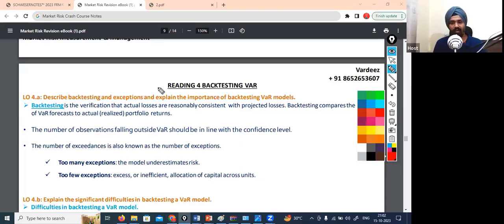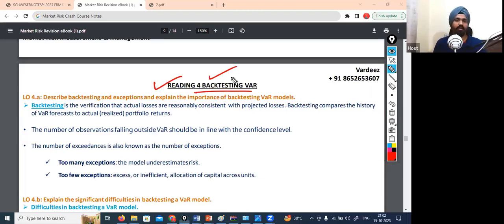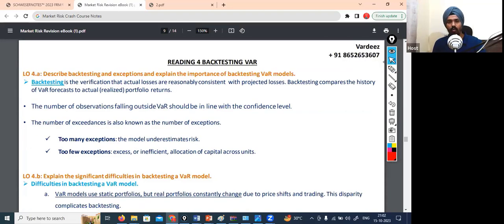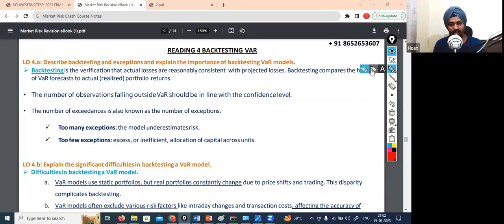And we take up the next reading, which is backtesting value at risk. In the last 3 readings, we spoke about value at risk, expected shortfall, parametric approaches, non-parametric approaches, surrogate density function, the weightage for the historical simulation method, and extreme values as well. Here we're talking about backtesting.